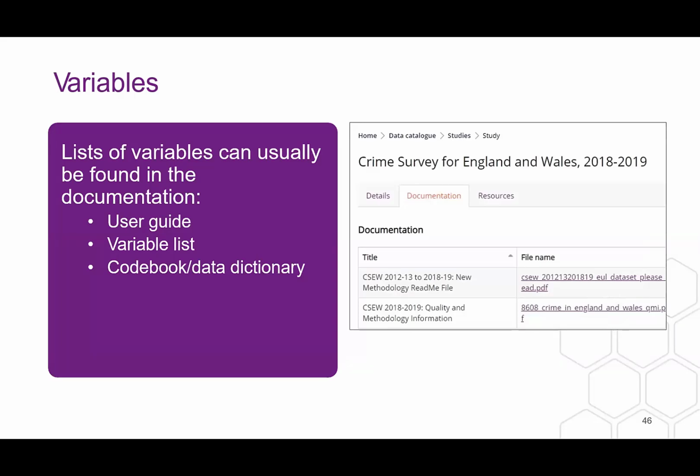Where this can be found varies slightly between different data sets, but it's usually found in the user guide or the variable list. And the codebook or data dictionary is another place you can find this as well. And here you'll find information on what the variables measure. The codebook will contain the different categories included under those variables. And it will also give a bit of information on who they apply to, and I'll discuss that a little bit more later.